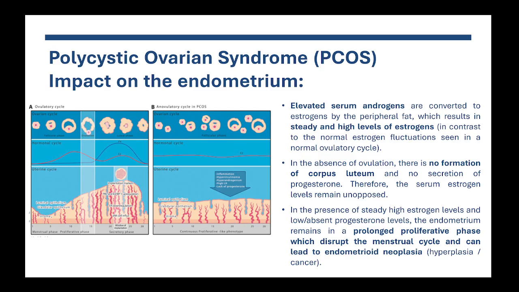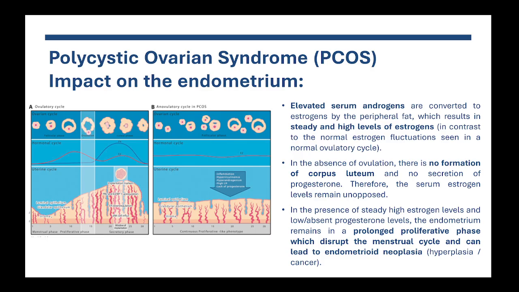Okay, now what is the impact on the endometrium in patients with PCOS? So we said that their excess androgens are converted into estrogens by the peripheral fat, and this will lead to a steady and high level of estrogens. In contrast to a patient with a normal ovulatory cycle where there's a fluctuation of estrogen, these patients have a steady level of estrogen in addition to having excess estrogen.